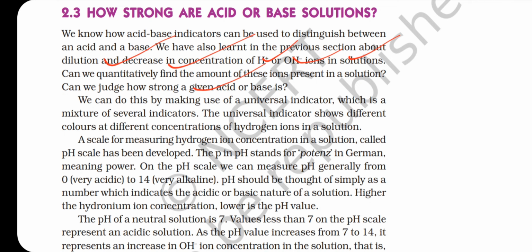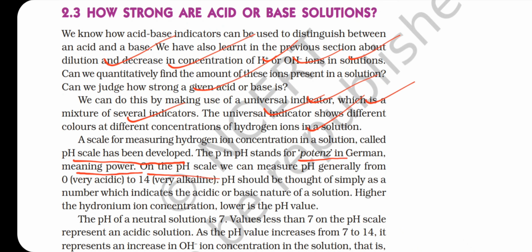We can do this by making use of universal indicator, which is a mixture of several indicators. The universal indicator shows different colors for different concentrations of hydrogen ion in a solution. A scale measuring the hydrogen ion concentration in a solution, called the pH scale, has been developed. The p in pH stands for potenz in German, meaning power.